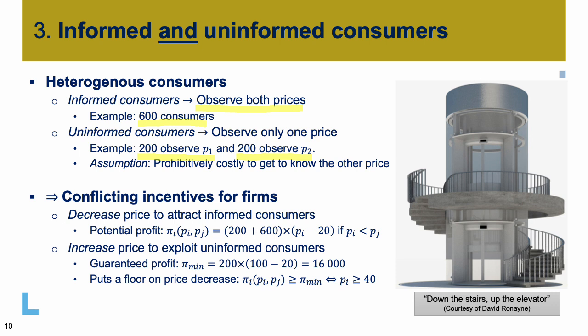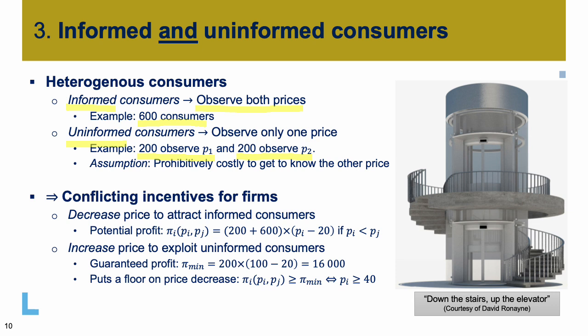Now, to understand what happens, we need to combine the two intuitions we had from the previous models. From the Bertrand model, we know that firms are willing to undercut. They want to attract the informed consumers by having a lower price than the rival. But at the same time, they also want to somehow exploit their uninformed consumers, those consumers who just know their price and are going to buy just from them, and not from the other firm.